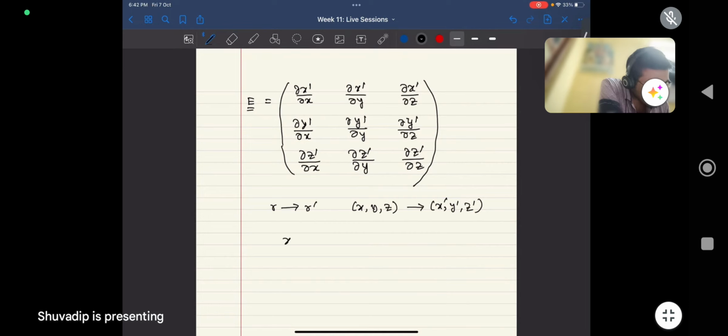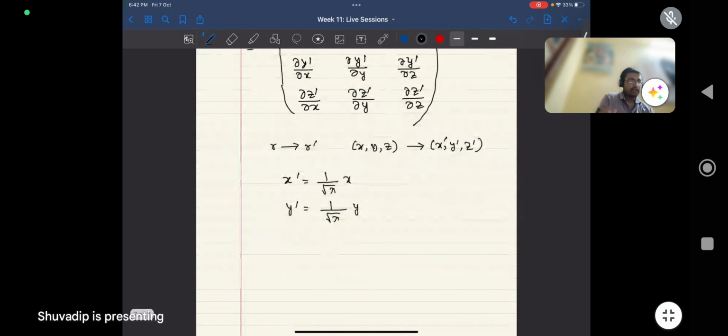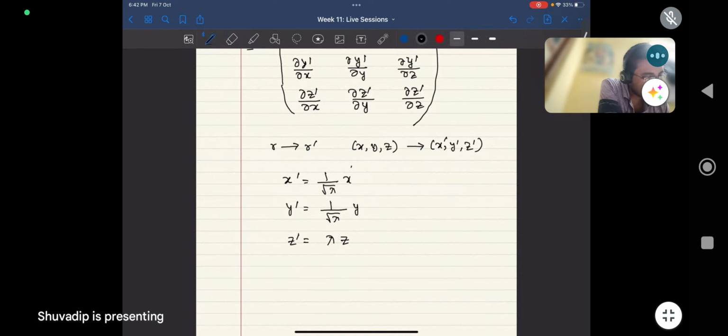Now x prime is equal to 1 by root over lambda x. Y prime is equal to 1 by root over lambda y, because these two sides x and y have shrunk, but z prime has elongated in size, so z prime is simply lambda into z. So this is the relation between x prime, y prime, z prime, and the old coordinates x, y and z.